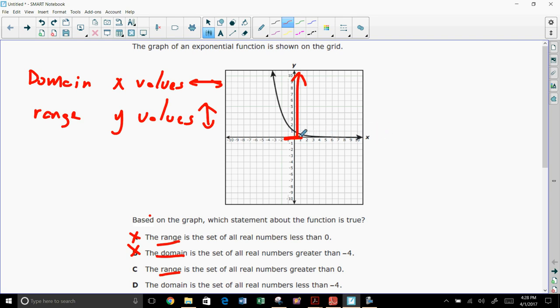It will never reach 0. Here, that is my asymptote, line of asymptote. And so what's going to end up happening, it will never pass that number. That is my horizontal asymptote. I'm sorry. The horizontal asymptote will never pass 0, so that means C is correct. The range is a set of all real numbers greater than 0.